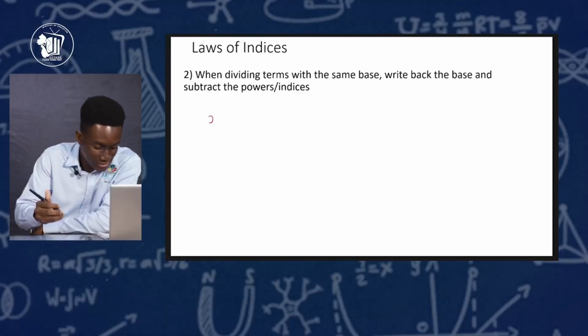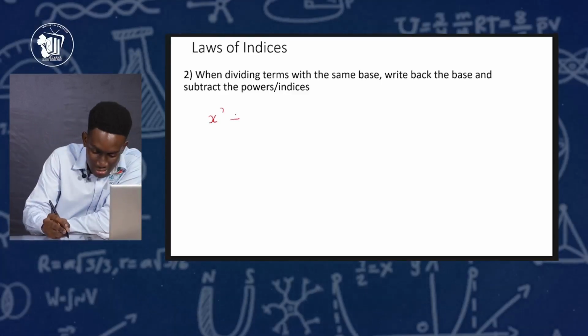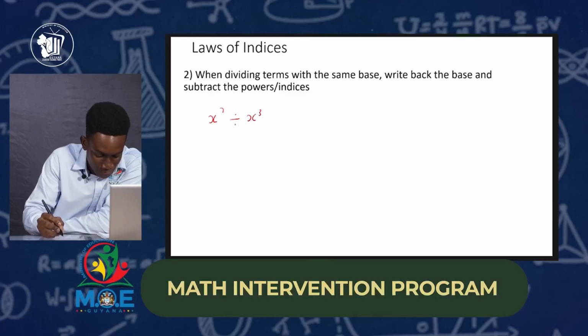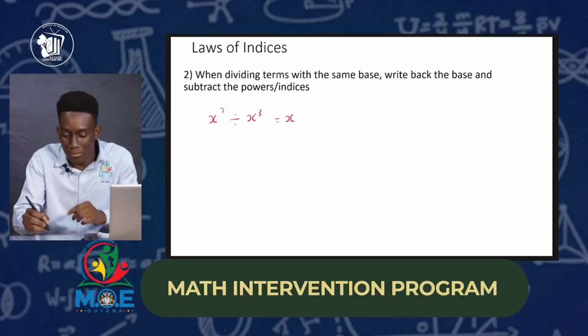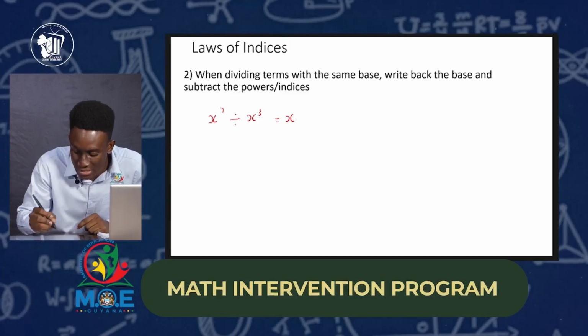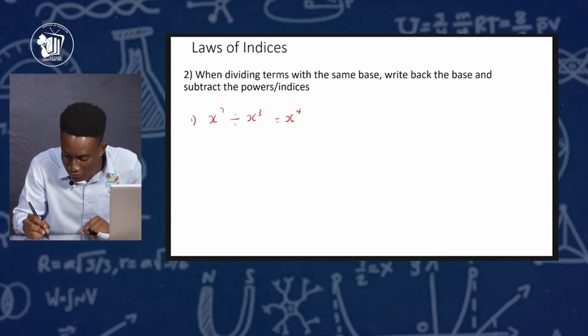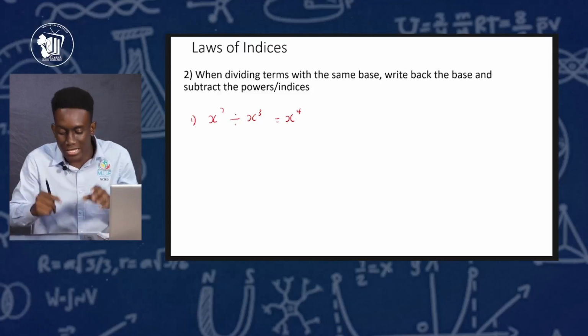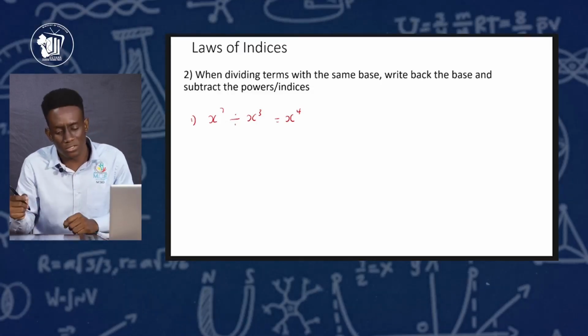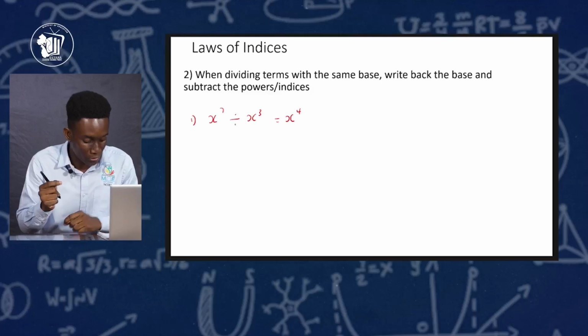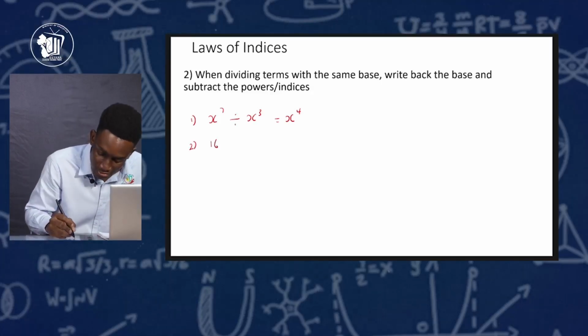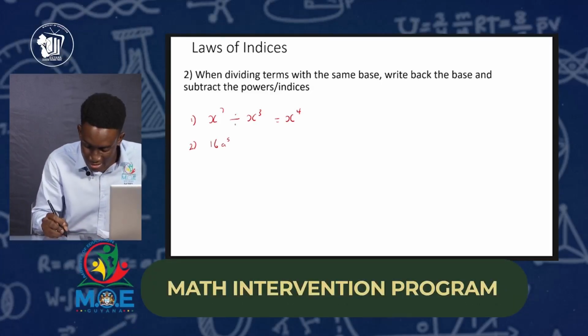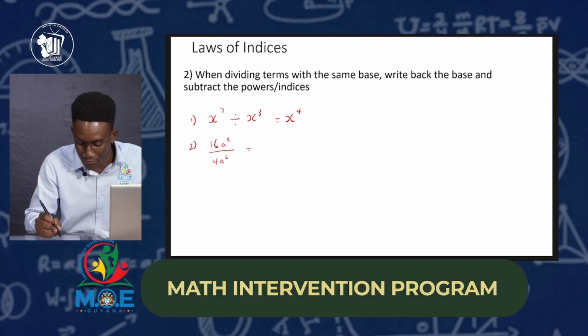So let's look at the fourth example. We have x to the 7th divided by x to the 3rd. The bases are the same. We write back the base, and 7 minus 3 would give us 4. So x to the 7th divided by x to the 3rd would give us x to the 4th power.